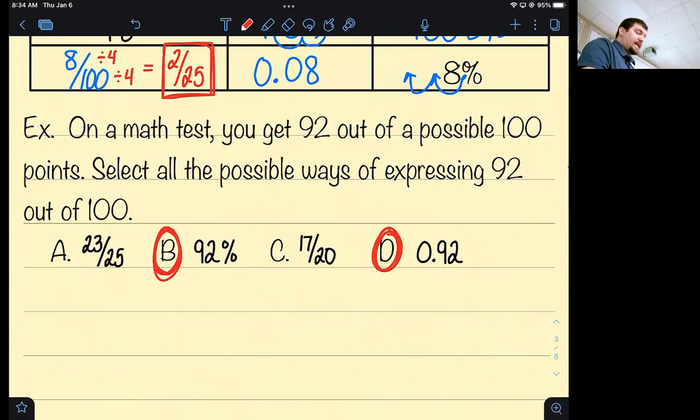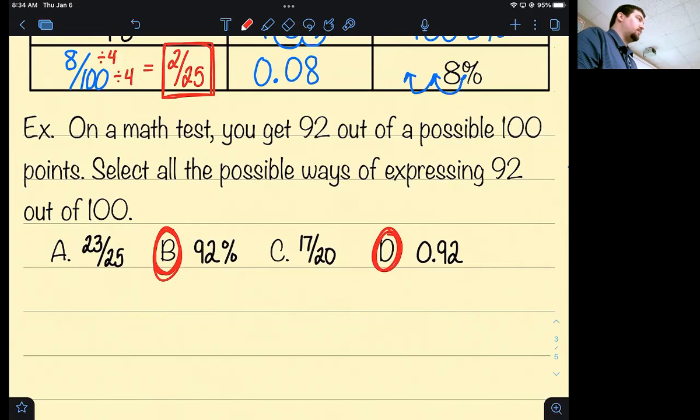Now, for A and C, we have two fractions. Both of them are reduced. That means they're different. So they can't both be right. I need to know which one would give me 92 out of 100 or 92%. So to do that, I'll grab my trusty calculator and I would turn them both into decimals because Frank just told us it's 0.92. So I need to know which of these is going to give us 0.92. Is it 23 divided by 25 or is it 17 divided by 20?